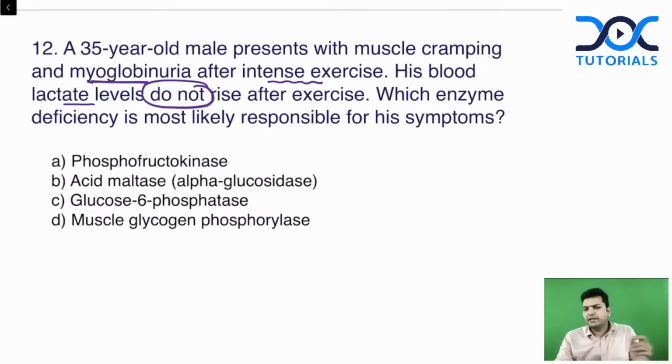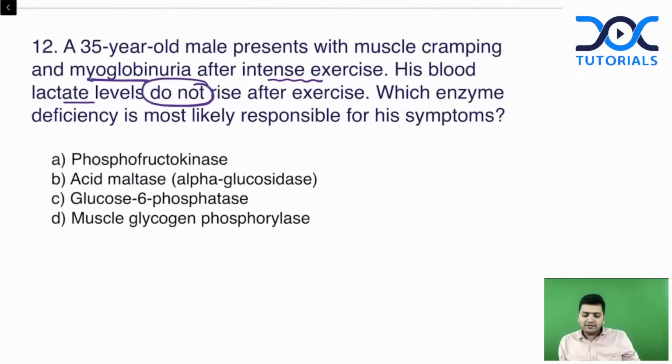So basically, one simple thing we have understood is that whenever he's doing exercise, he's developing some problem. He's developing muscle cramps, and the myoglobin starts coming in the urine. It means he's unable to tolerate exertion. Whenever he's doing exertion, the muscles are getting damaged. The myoglobin, which is a muscle protein, is coming out in the urine. That is the myoglobinuria. So they are asking what the diagnosis is, which enzyme deficiency is there?